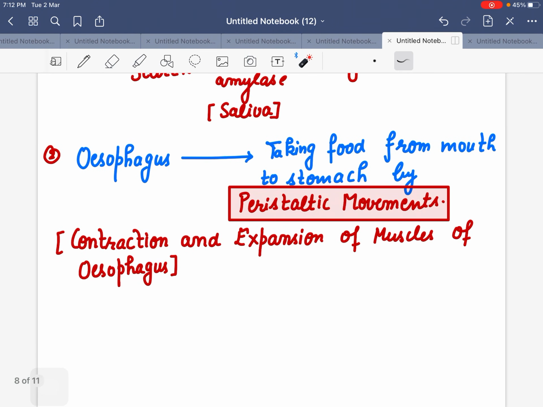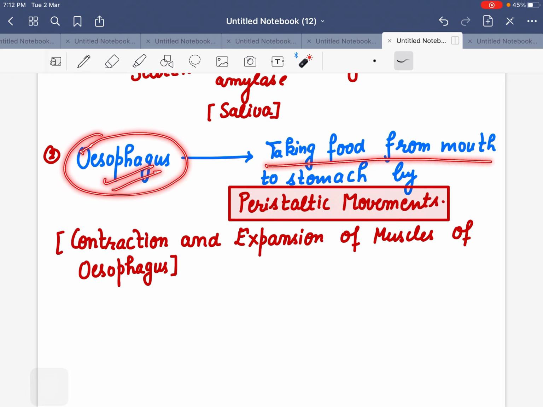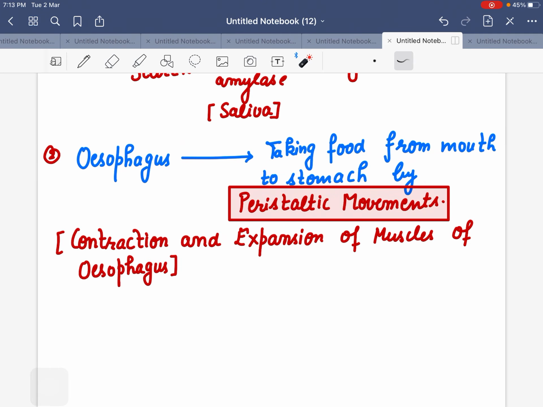Now we wrote that the tongue is helping us in pushing down of food. So pushing down of food, and now the food has reached your food pipe. What is your food pipe? Esophagus. So we are taking food from the mouth to the stomach. It reaches the stomach through the pipe only, and that is your food pipe. It takes food from the mouth to the stomach with the help of peristaltic movement.